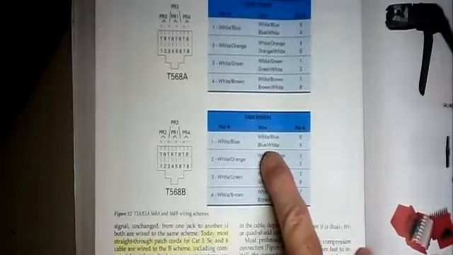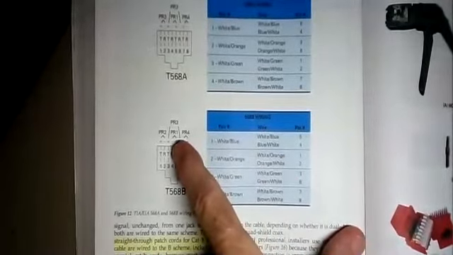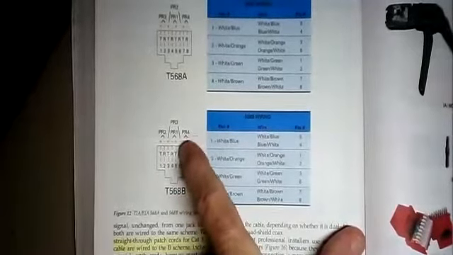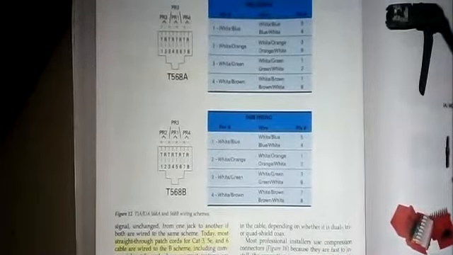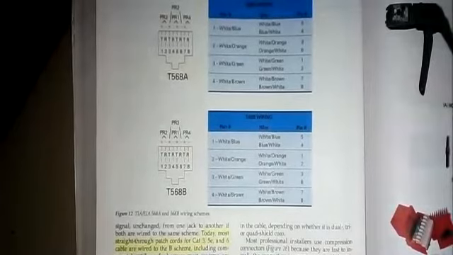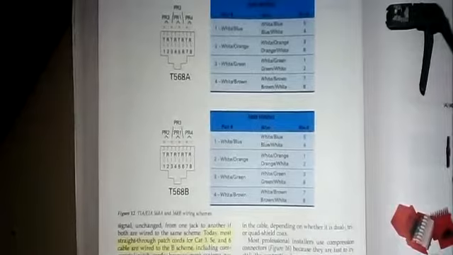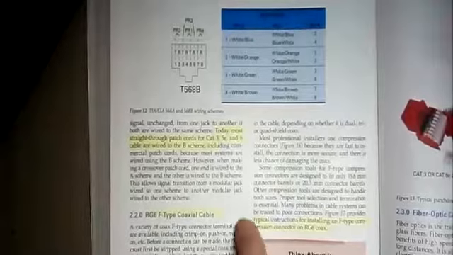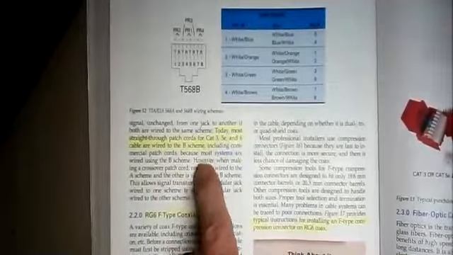Notice that pair 1 is actually reversed in its polarity. The negative is on the left, the positive is on the right. The other 3 have their positive on the left and the negative on the right. They've switched the polarity in order to reduce that crosstalk in the cabling. So we use the B scheme. Today, most straight-through patch cords for Cat 5, Cat 3, Cat 5e, and Cat 6 are wired to the B scheme.